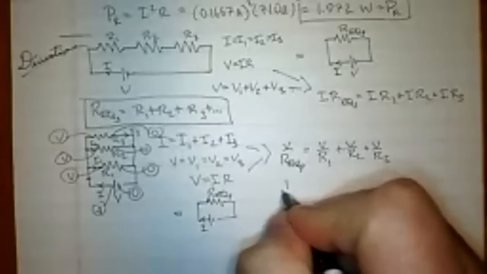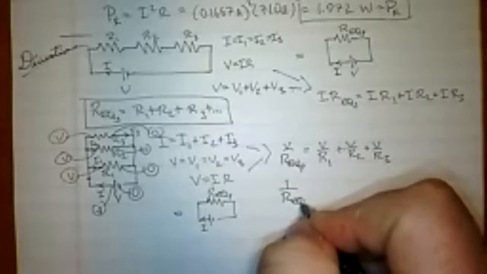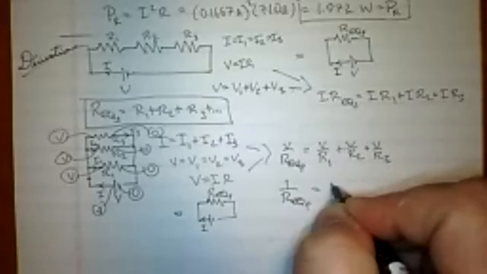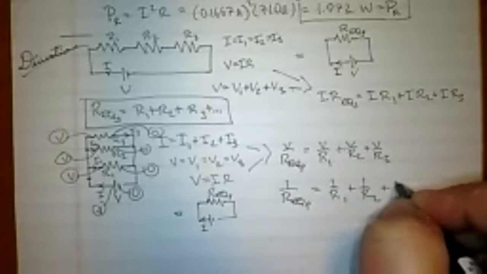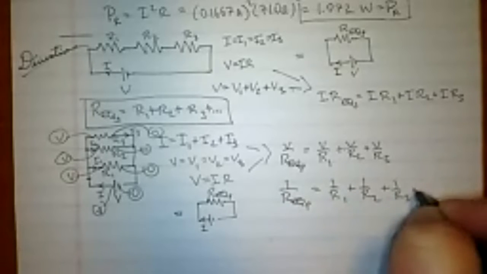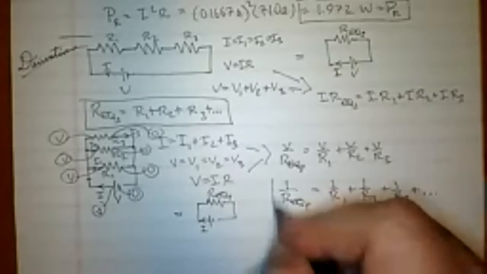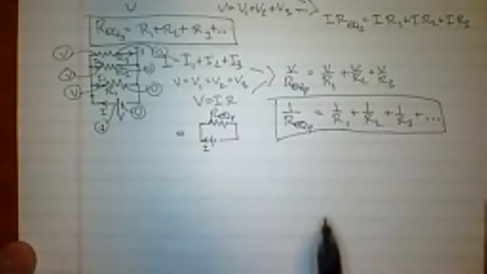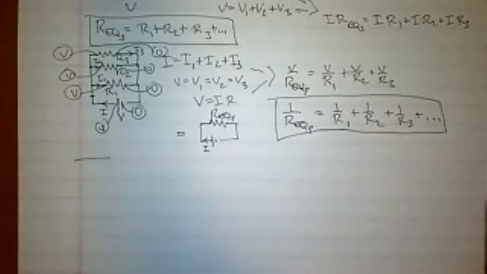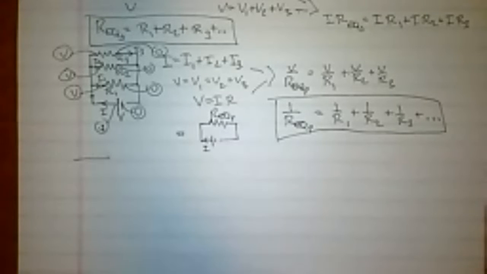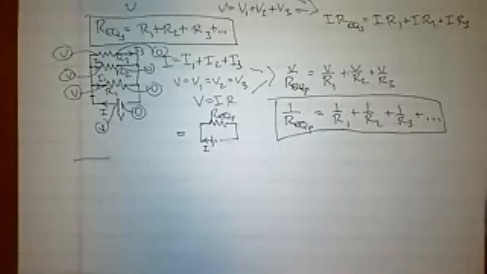So ultimately we get 1 over R equivalent in parallel is equal to 1 over R1 plus 1 over R2 plus 1 over R3 plus ... because we can see that that generalizes to just keep adding on reciprocals if the number is greater than 3. Any questions on that?